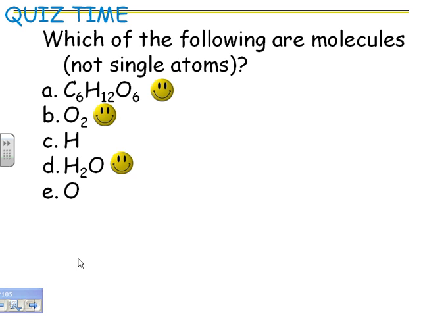Good. So these are 3 formulas that my students should know. This one is glucose. We'll talk about it so much. You really just have to memorize that formula. Molecular oxygen is O2, and then water is H2O.